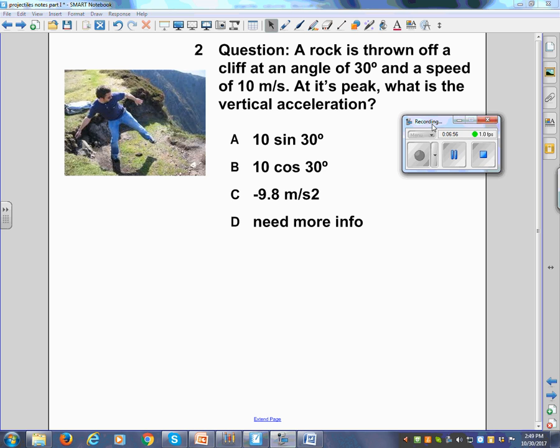There is no effect on each other. Okay, question number 2. A rock is thrown off a cliff at an angle of 30 degrees and a speed of 10 meters per second. At its peak, what is the vertical acceleration? Right there, what is the vertical acceleration? I guess that would be AV, right?